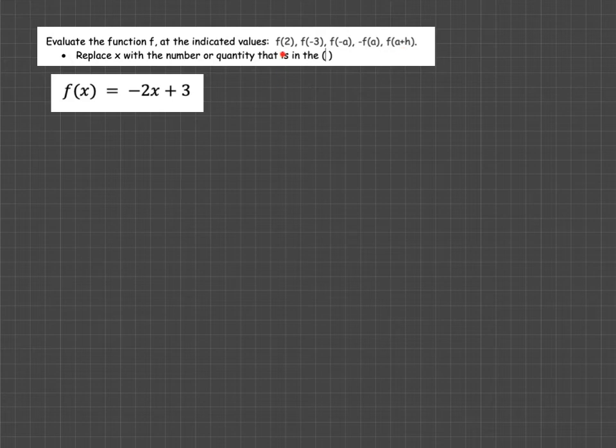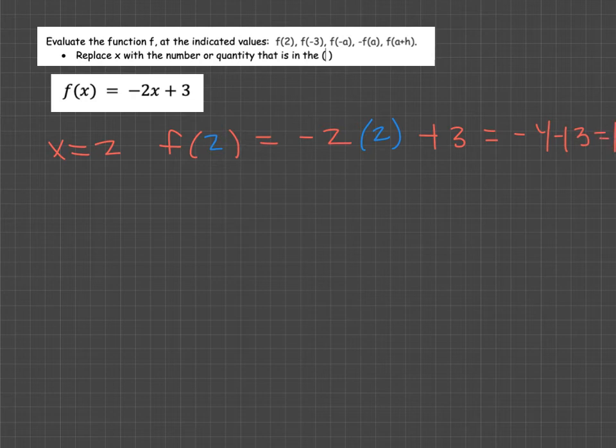Let's start with f of 2. So for f of 2, we are assuming that x is equal to 2. So we rewrite the function notation plugging in a 2 for x and then replacing x with a 2. So we get negative 2 times, replace that x with a 2, and then we add the 3. So we end up with negative 4 plus 3, so that equals 1. And we want to just remember that that is telling us that y is equal to 1 when x is equal to 2.